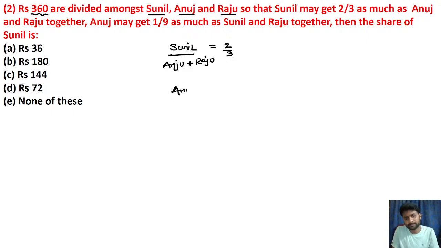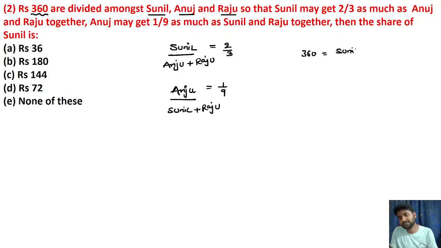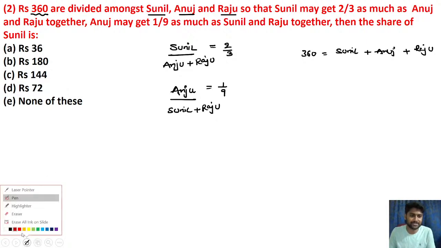Next one, Anju gets 1 by 9 when compared to Sunil and Raju. So these are the two different ratios given. Now we are dividing 360 rupees among three persons: Sunil, Anju and Raju. The sum of these three persons' values is exactly equal to 360, and they are given as a comparison in terms of ratios.